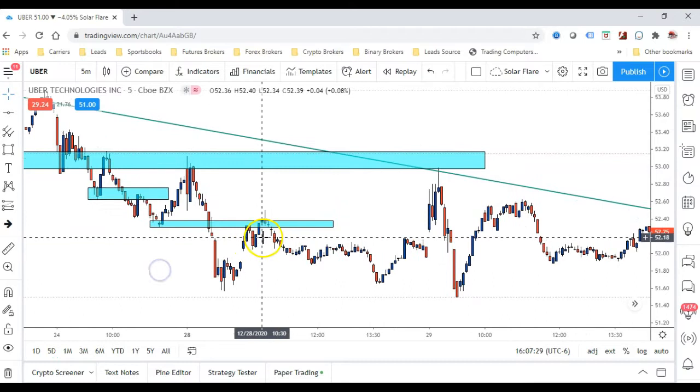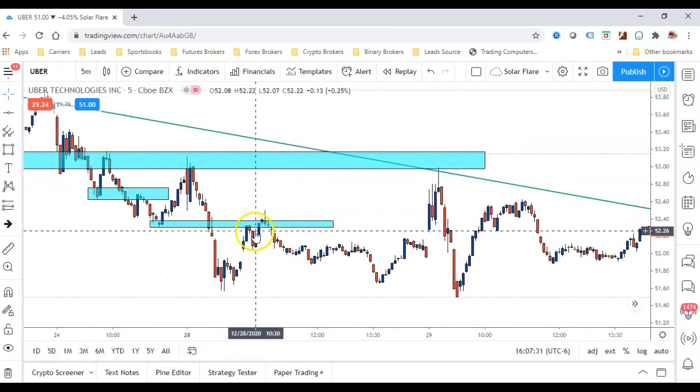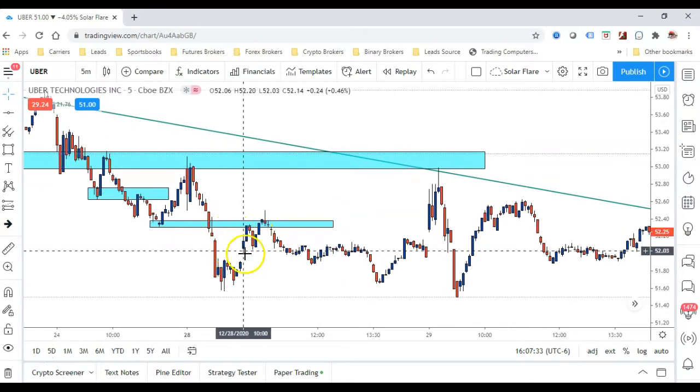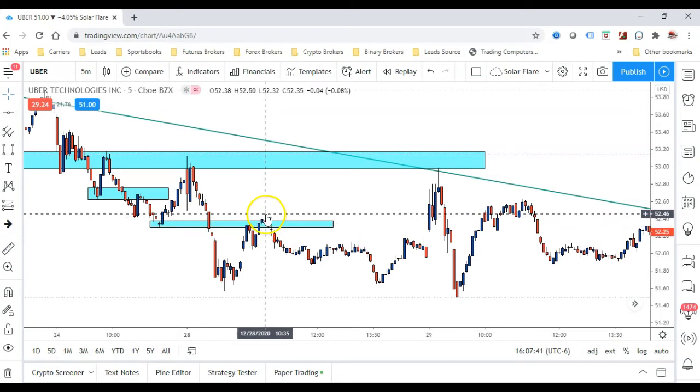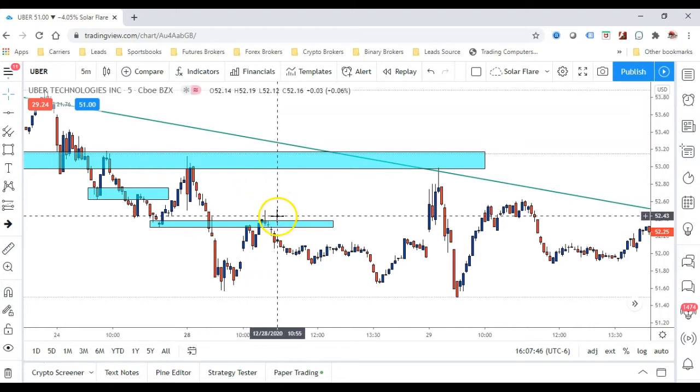So basically, what we would have done here, we saw the rejection. It came down, a lot of white space in between. It came down here, right, to get us into the trade. It came back up through our zone. I'm not worried about that. Okay, I'm not worried about that right there.